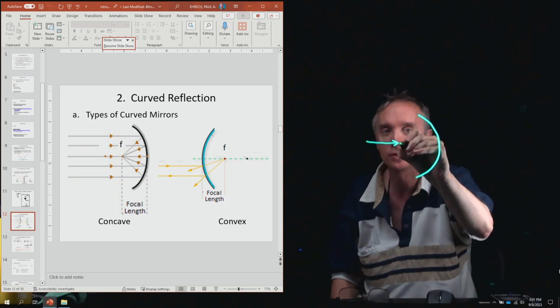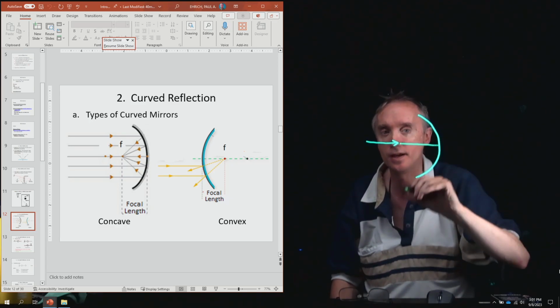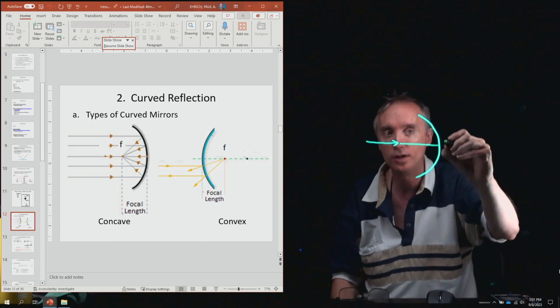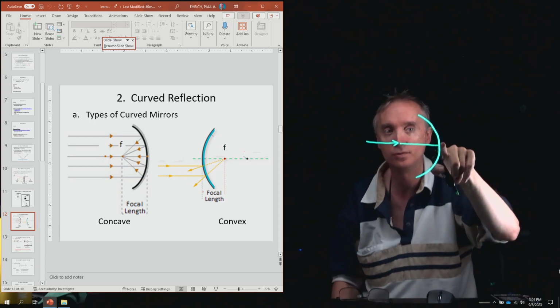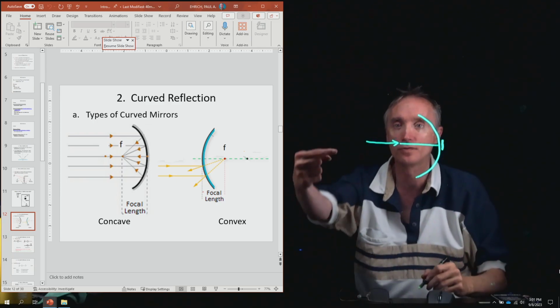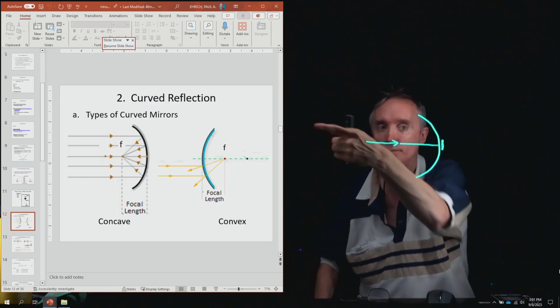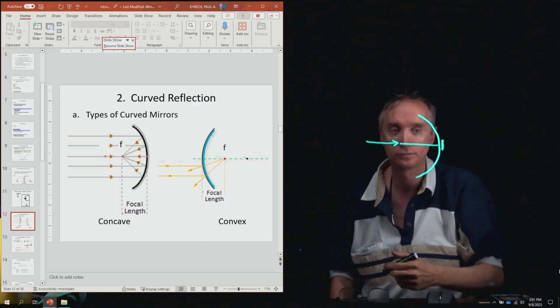First, let's pretend that the light is going to hit the mirror dead center. So we can make a tangent to the mirror right here, and that tangent would be straight up and down. Therefore, the light will come in, hit the mirror, and go right back out the way that it came in.